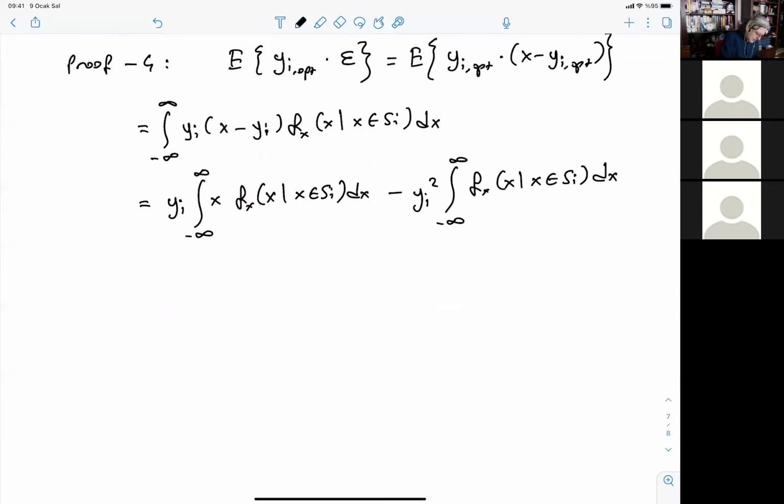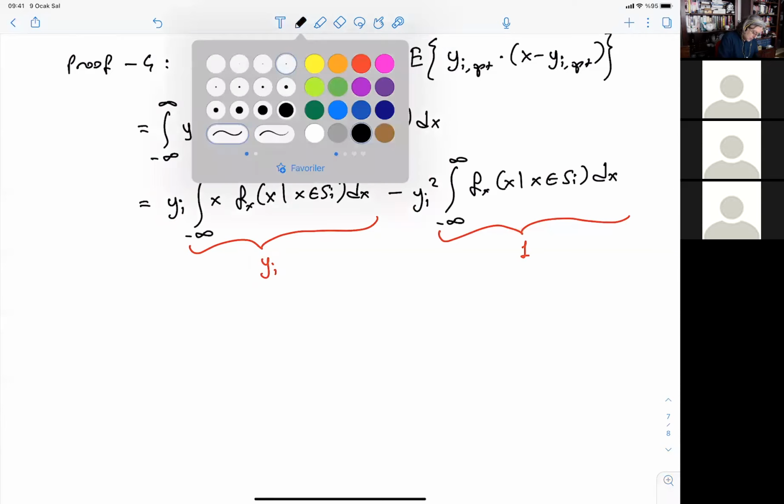And here again, we have some observations: this one is equal to yi. And this one is the integral of the PDF, which gives you 1. So what do we have? Here we have yi times yi, which is yi squared, minus yi squared times 1. And what is that? It's equal to 0.